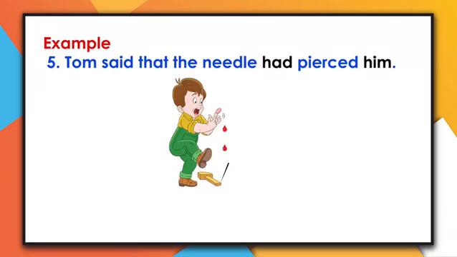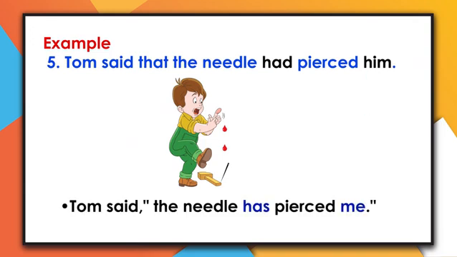The next example says, Tom said that the needle had pierced him. We are going to change this sentence to direct speech. However, some changes should be carried out, like had should be changed to has. Then we also have to change him to me, and thereafter we can say, Tom said, comma, put the open quotation marks, the needle has pierced me. And with a full stop, leave some space slightly up there, put your close quotation marks.